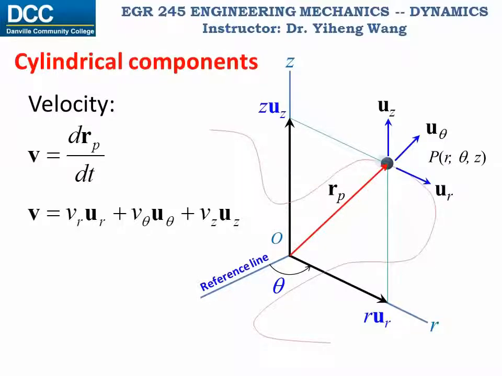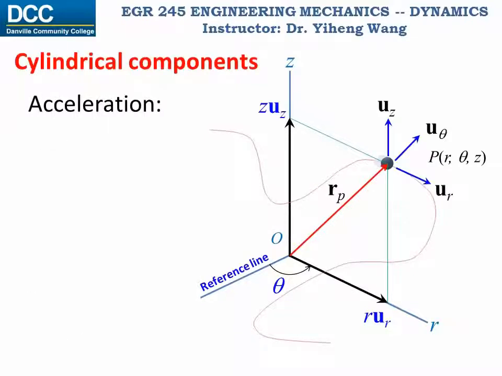And I'm skipping the mathematical derivation procedure here because the conclusion is more important. V_r equals r dot, which is the time derivative of r. V_theta equals r times theta dot. Theta dot is normally known as the angular velocity, which is the time derivative of angle theta. And V_z is z dot, the time derivative of z, and as you can see, this is the same as in the rectangular coordinate system.